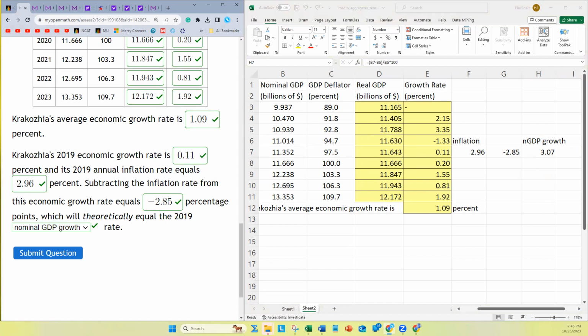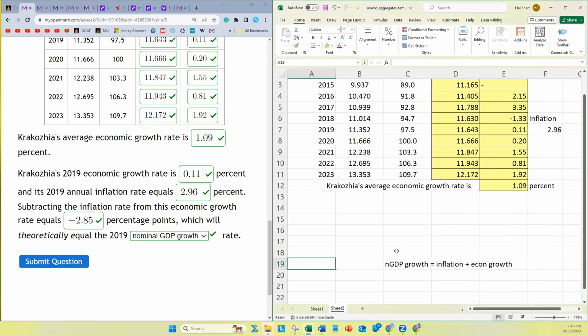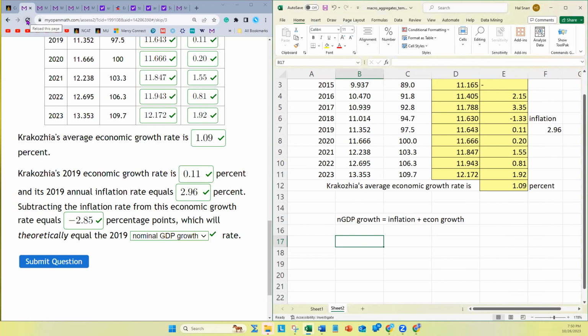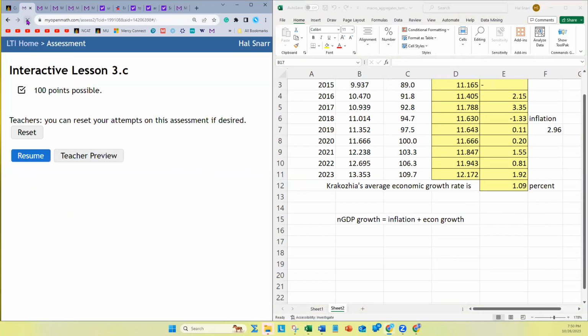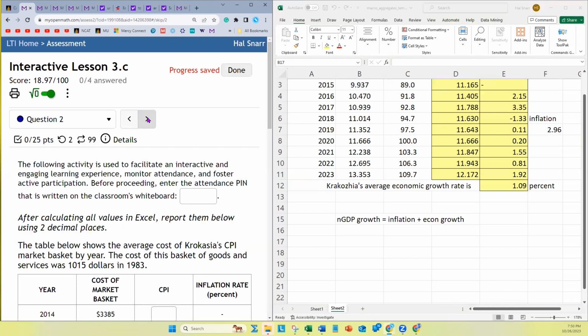Let me put this on pause for a second. Okay, I found a typo in my algorithm, so I had to fix my problem. The nominal GDP growth rate equals the inflation rate plus the economic growth rate. So, subtracting the inflation rate from this economic growth rate, I don't want to subtract them. I actually want to add them. So I edited this already, and I flipped the sign on this. So let's go ahead and refresh this. Click refresh up here on your Google browser, and then click resume. And then go to question 2 or 3. Sorry, question 3.